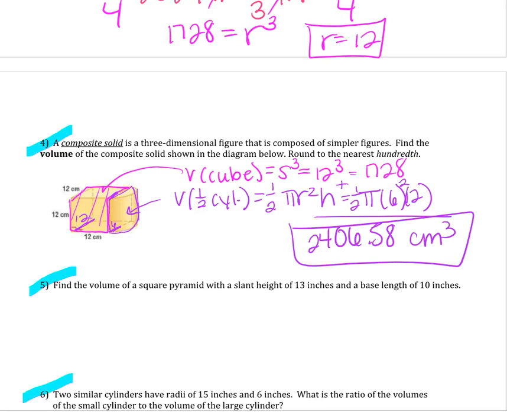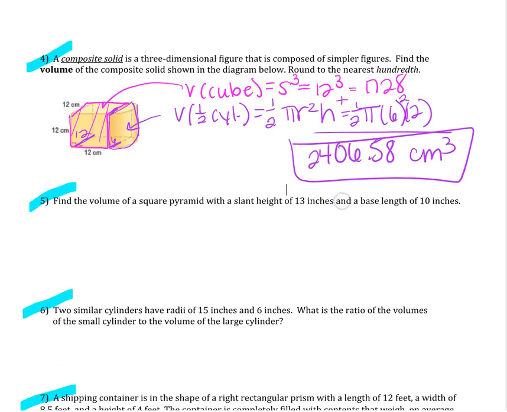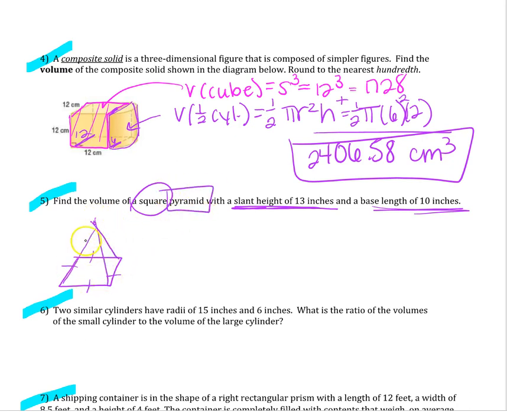All right, next, number 5. Find the volume of a square pyramid with a slant height of 13 inches and a base length of 10 inches. Because it's a square pyramid, that tells me the base is a square. Pyramid means the faces are triangles. They meet up at a single point. Okay. Now, slant height is the distance along the face.